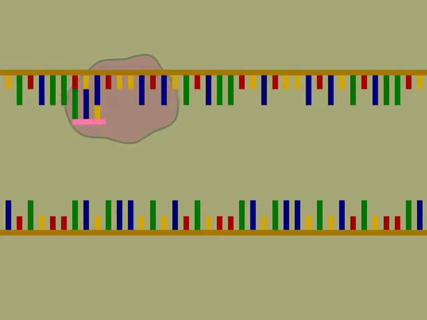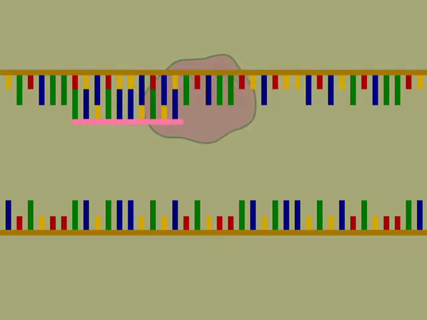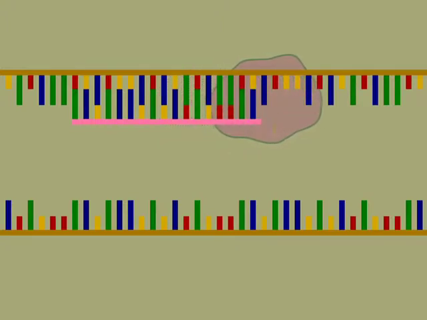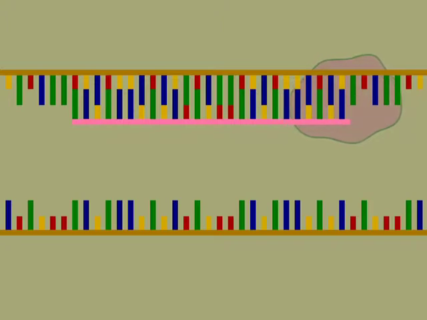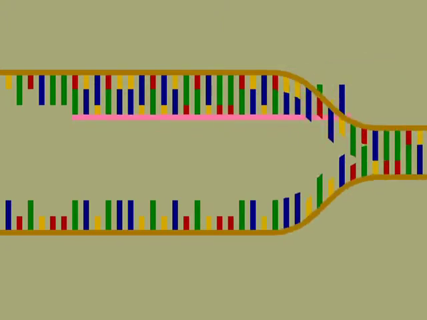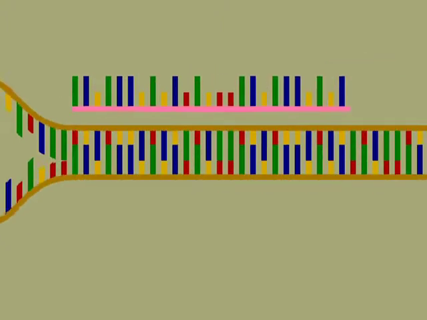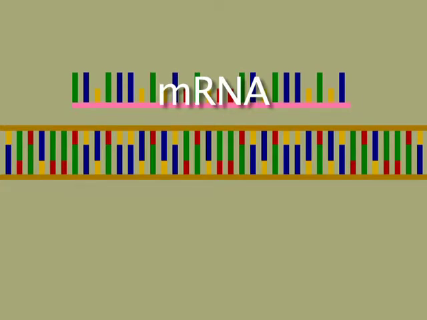The enzyme RNA polymerase binds to a region at the beginning of one DNA strand, the template strand of the gene, and moves along, allowing free activated RNA nucleotides to line up alongside their complementary DNA bases. Adenine aligns opposite thymine, guanine opposite cytosine, cytosine opposite guanine, and uracil opposite adenine. A single strand of messenger RNA, mRNA for short, is produced.